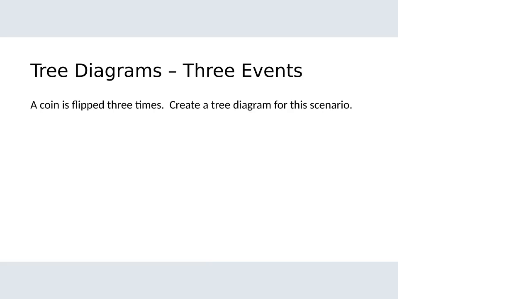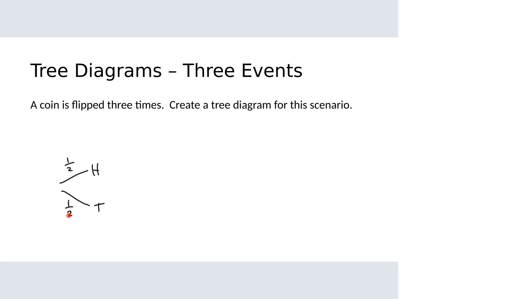This is not something that's going to be a focus for us, but I just want you to see what it looks like if we had 3 events in a tree diagram. And the key here is to leave space for yourself. A coin is flipped 3 times. Create a tree diagram for this scenario. So the first time the coin would be flipped, we would either get heads or tails. Those probabilities would be 1/2.